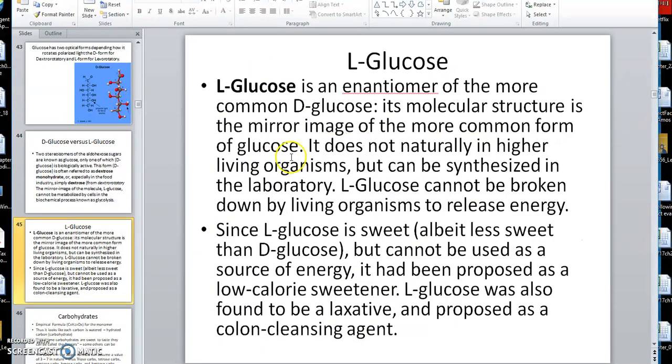And you can kind of look at, here's L-glucose, which is sweet, but it's almost bitter, nothing like D-glucose. So I'll close here and we'll start carbohydrates next.